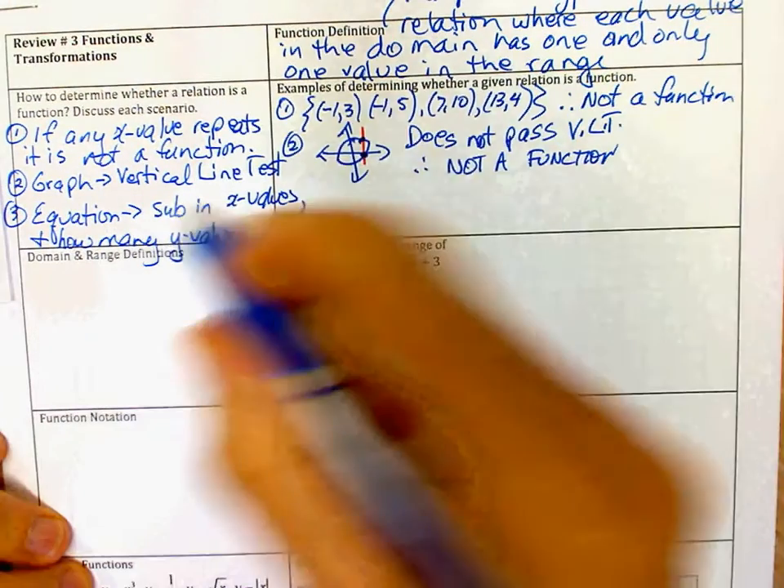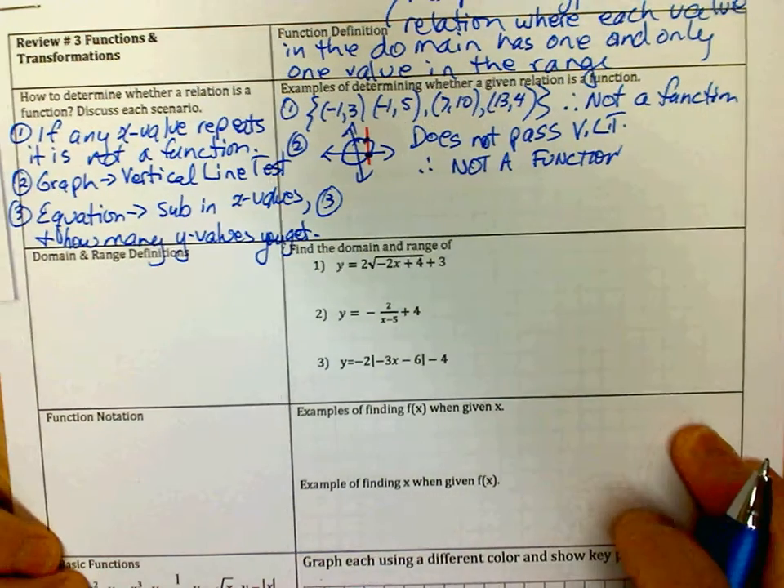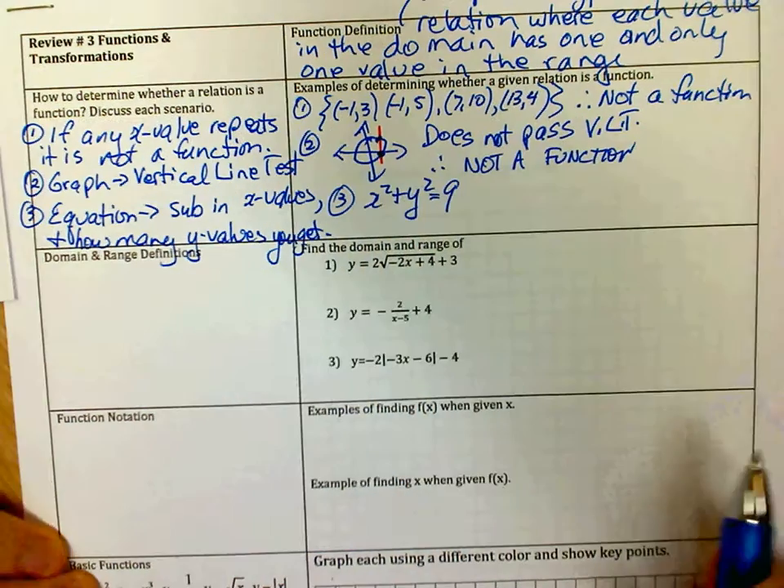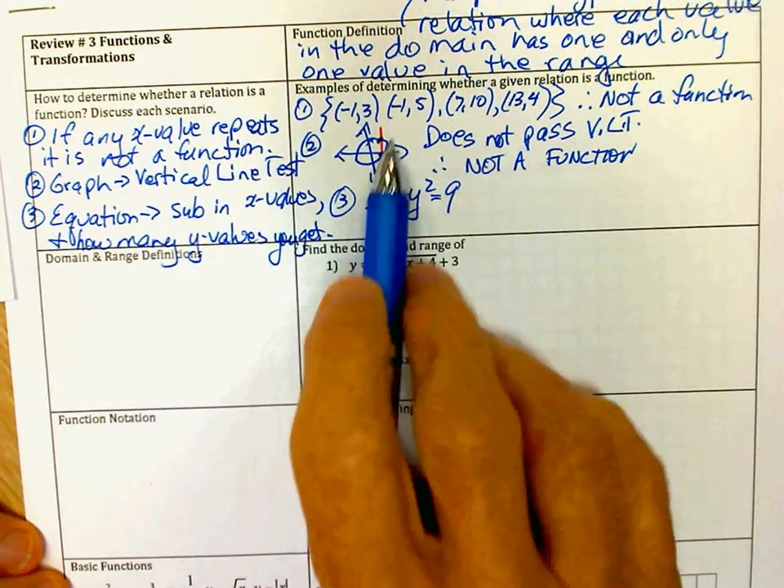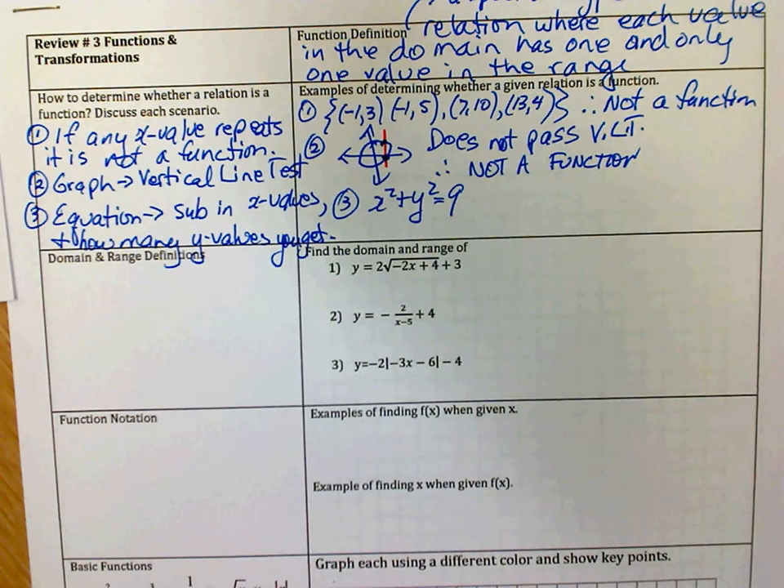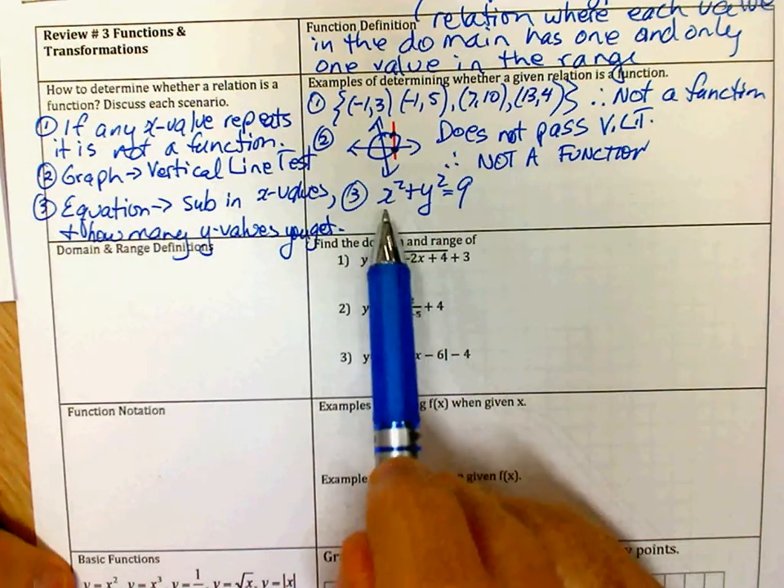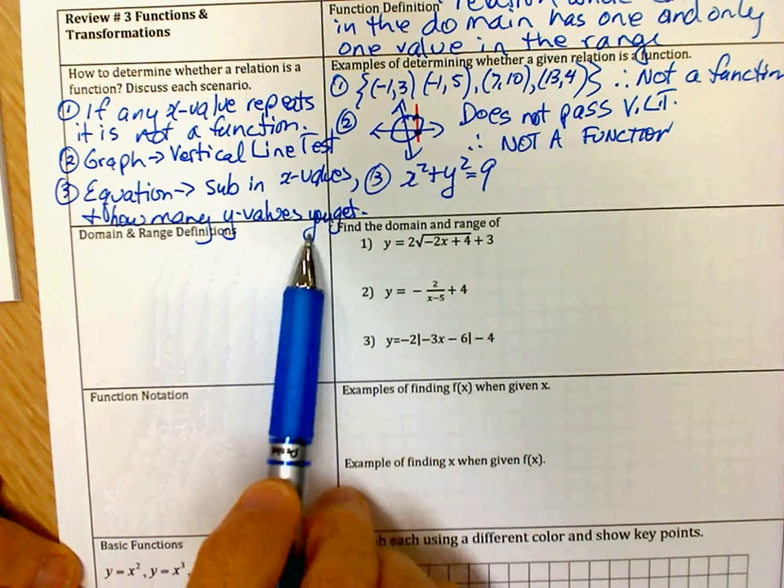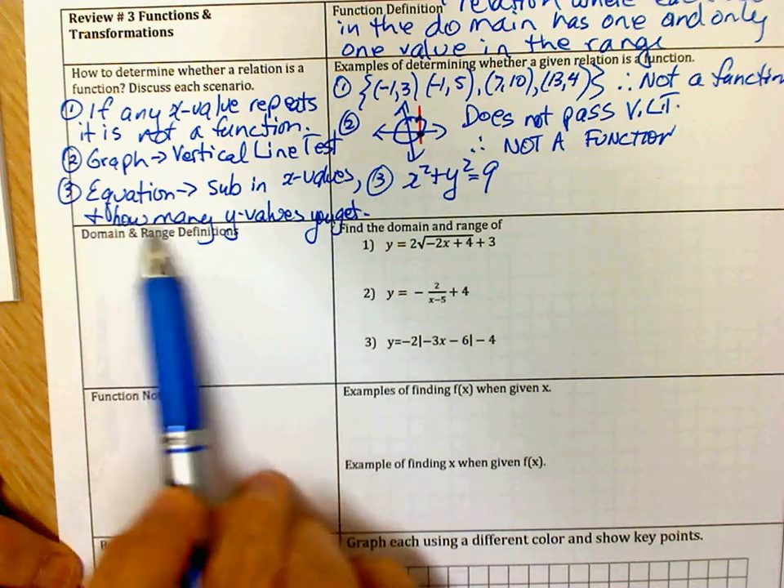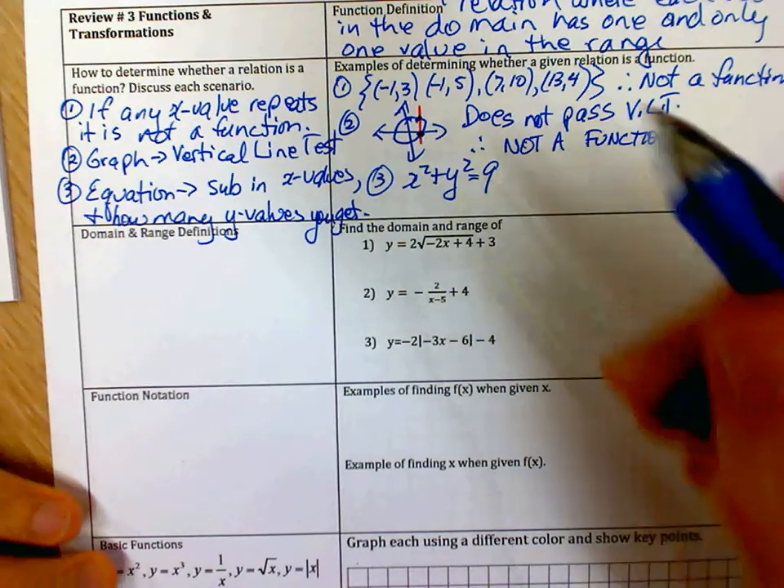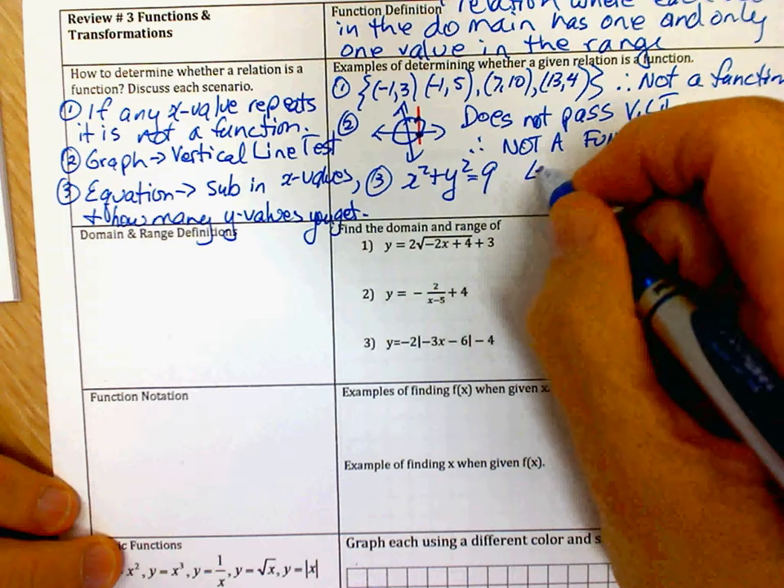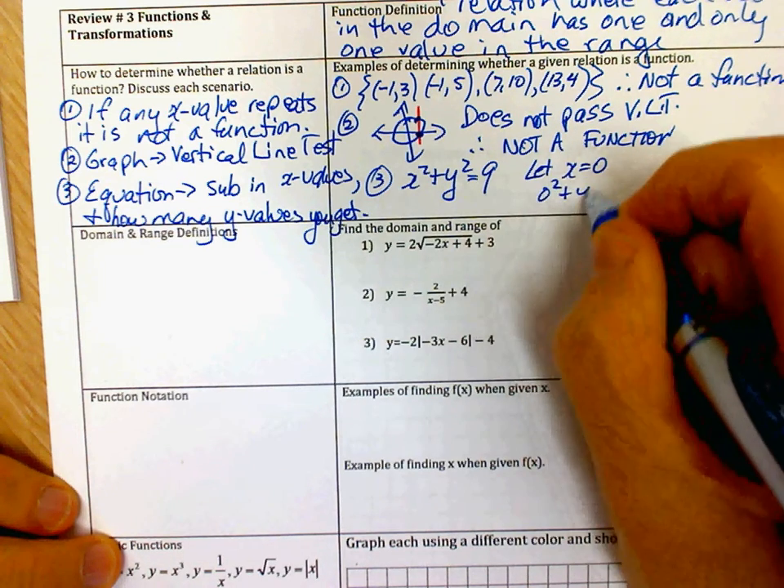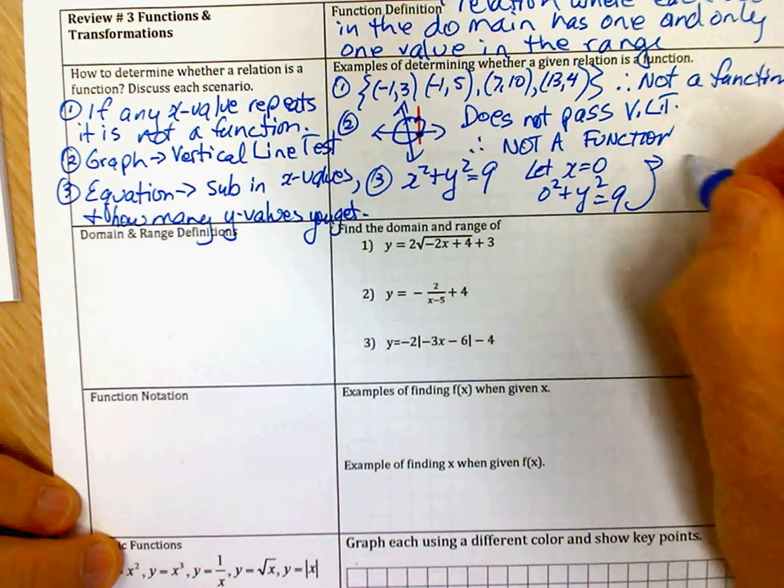Well, let's try number 3. Let's try the equation of a circle. You probably already know it's not a function because you know what a circle looks like, and graphically it would not pass the vertical line test. This relation is not a function. So if we were to use this test, sub in x values, see how many y values you get. Well, let's see. I'm going to sub in 0. Let x be 0. Notice when x is 0, I get 0 squared plus y squared equals 9. Notice I get y squared equals 9.